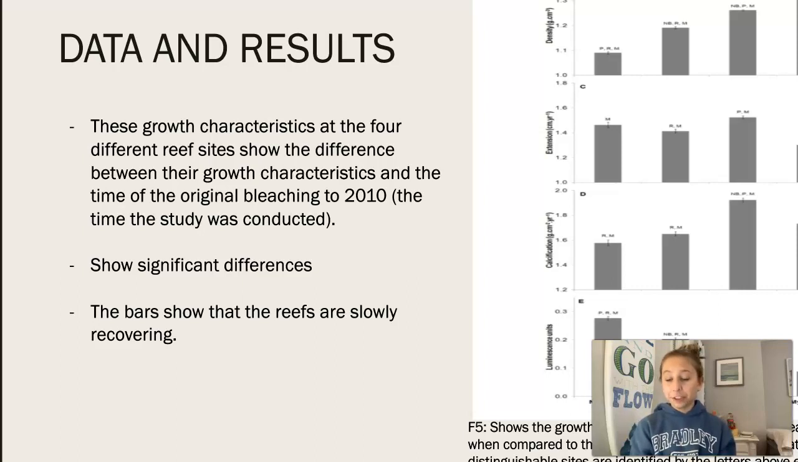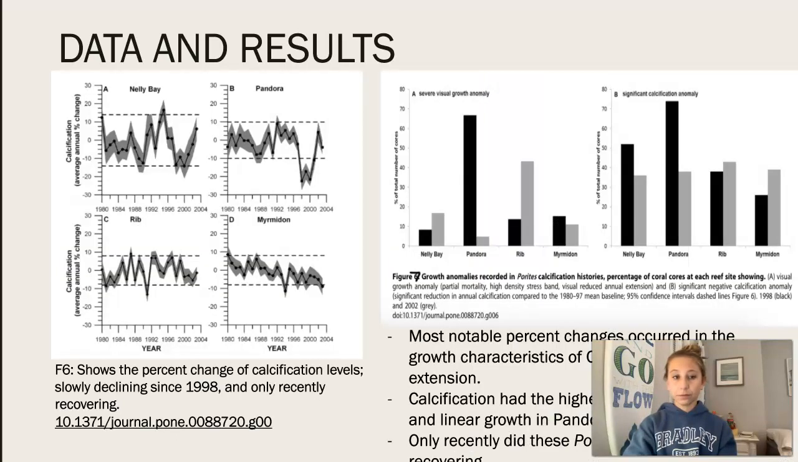Figure 5 shows the growth characteristics abnormalities at each site when compared to the 1998 mass bleaching event. Statistically distinguishable sites are identified by the letters above each bar. More data and results include most notable percent changes occurred in the growth characteristics of calcification and linear extension. Calcification had the highest percentage in Nelly Bay and linear growth in Pandora. Only recently did these Porites colonies start fully recovering.